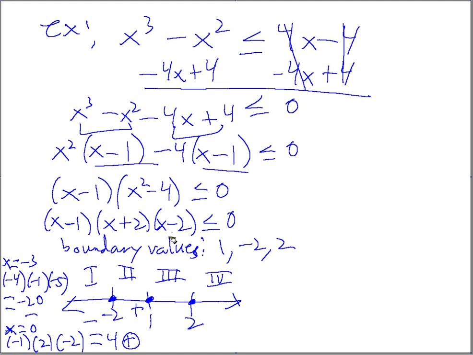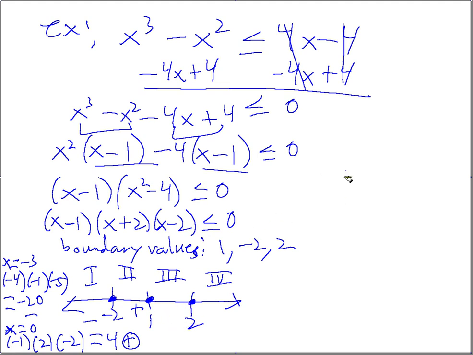So this product is going to be positive, in other words, if I pick a number between -2 and 1. All right? What about a number between 1 and 2? That's trickier, because what's between 1 and 2? How about 1.5? All right, let's pick 1.5.